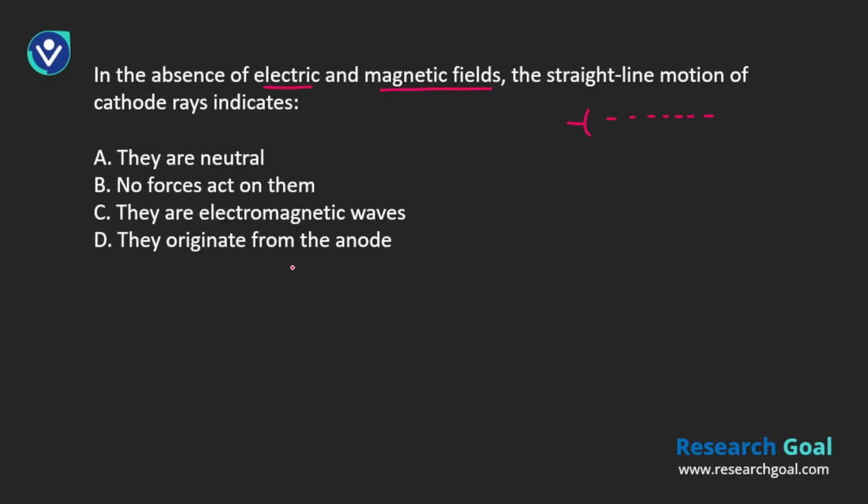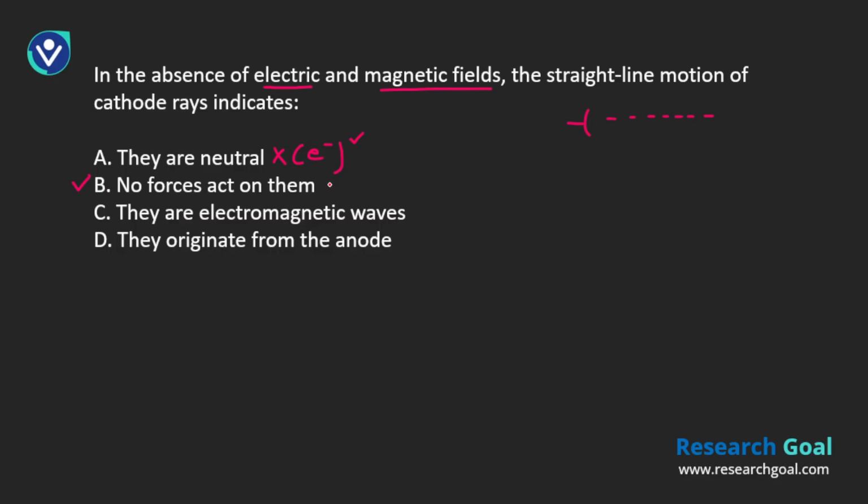All right, now I'm going to give you the correct option, which in this case is B. Now let's discuss why this option is correct and why the other options are incorrect. Now, option A, they are neutral. This is wrong because cathode rays are negatively charged particles. They are negatively charged electrons. They are not neutral. So this option is incorrect.